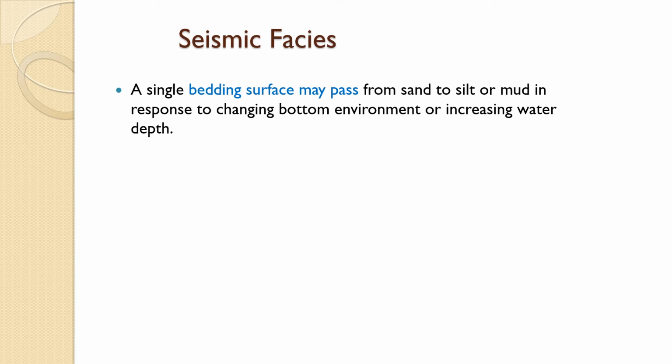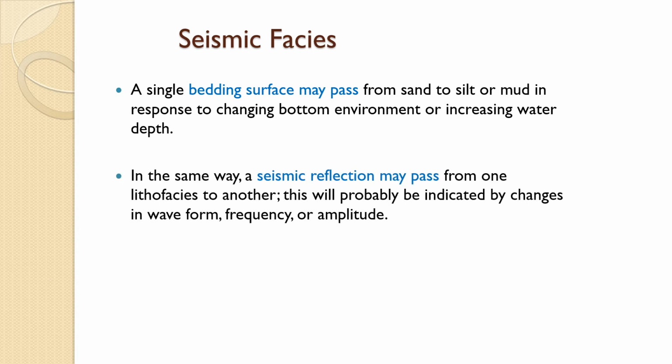If we have a single bedding surface, it may pass from, for example, sand to silt or mud in response to changing bottom environment or increasing water depth. This is in geology. In the same way, in seismic reflection, it may also pass from one lithophase to another. This will probably be indicated by a change in what? Here the change will be in waveform, frequency, and amplitude. This will tell us the change of the environment.